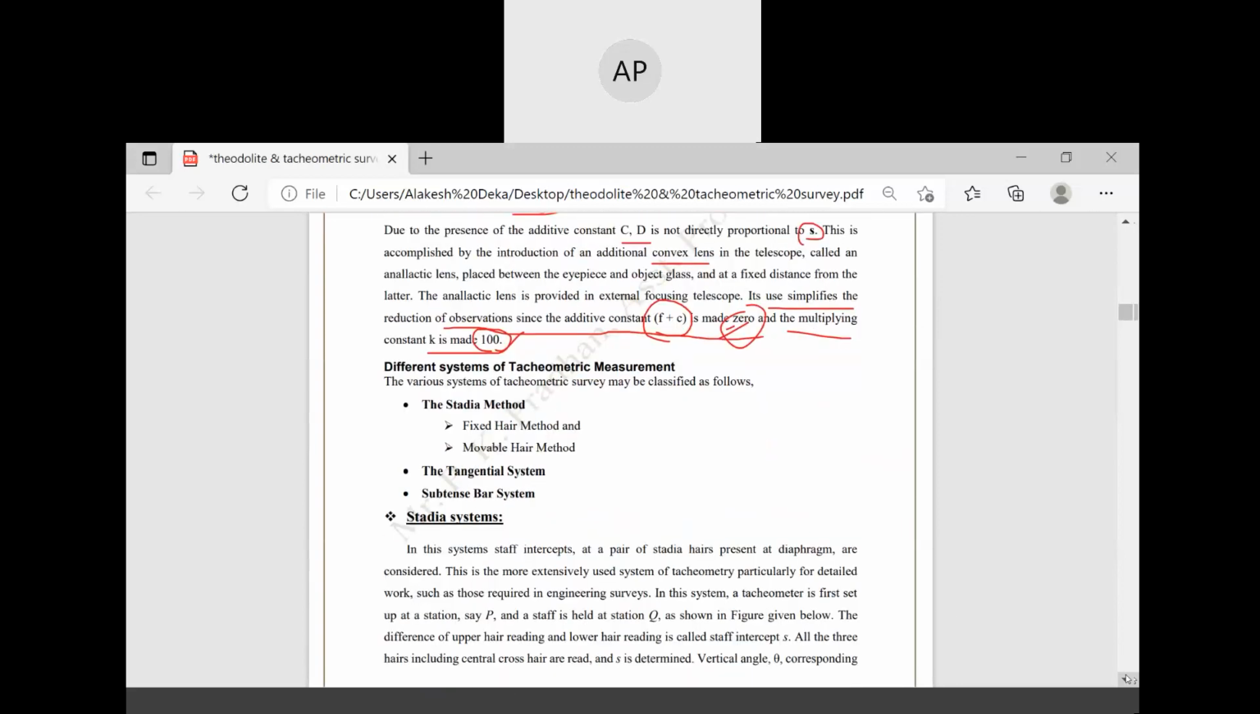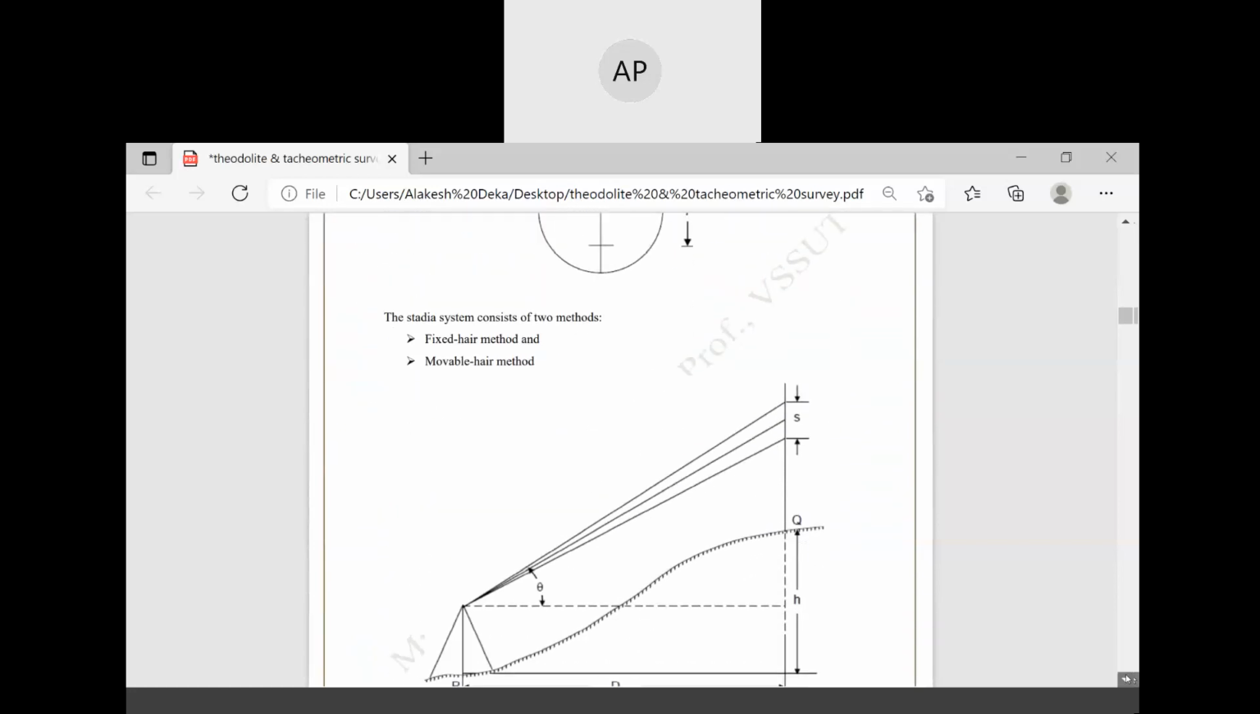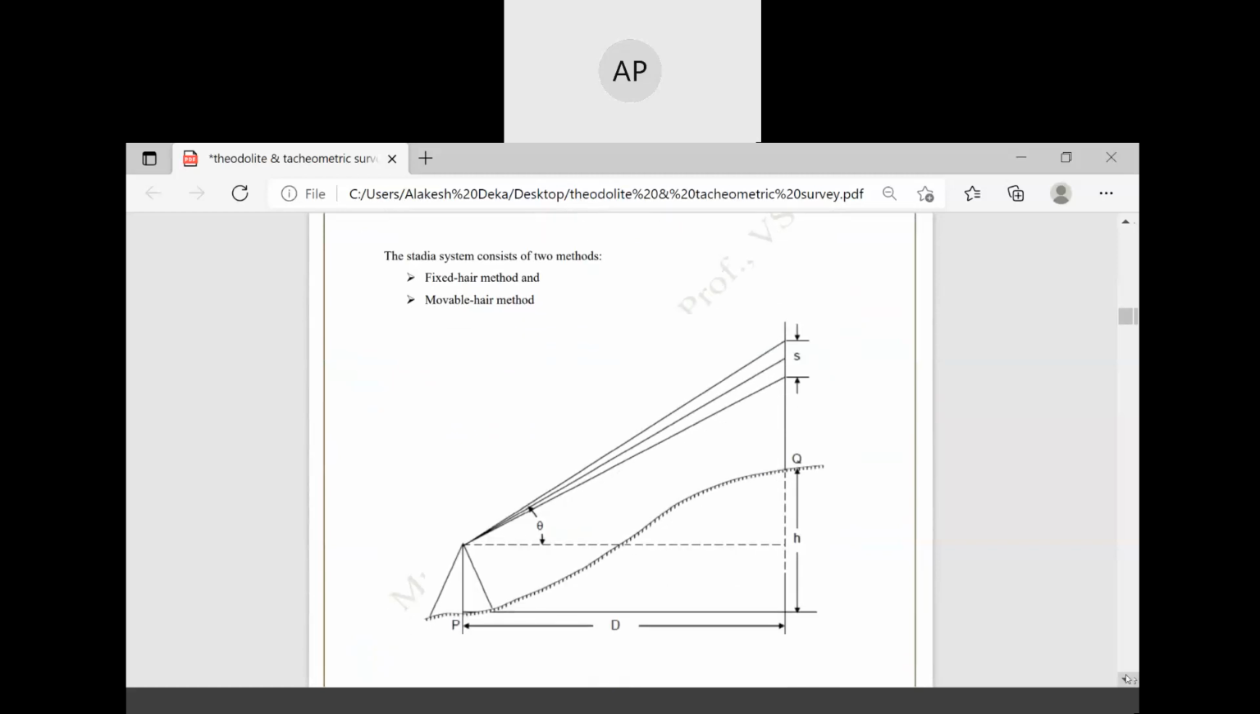Different systems of tachometric measurement: fixed hair method and movable hair method. These things are not important, I will not discuss them. The stadia system considers two methods. One is the fixed hair method, another is the movable hair method.